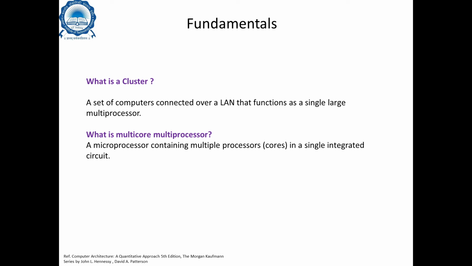Some more basics. What is a cluster? A set of computers connected over a LAN that functions as a single large multiprocessor. So a cluster is nothing but a multiprocessor connected over a LAN. And a multi-core multiprocessor is a microprocessor containing multiple processors that are all fabricated on a single integrated circuit. So that's called a multi-core multiprocessor.